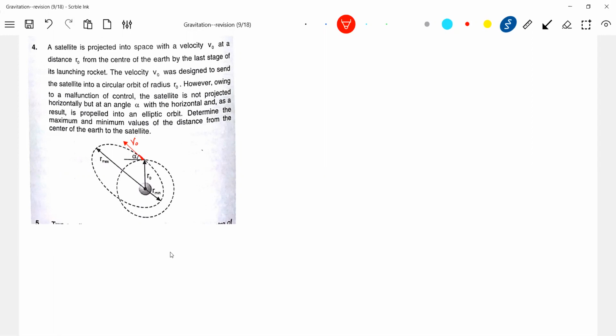It was supposed to be launched into a circular orbit, but due to some reasons, it was launched at an angle alpha. Then it will describe an elliptical orbit, and R max and R minimum are to be determined. That was the question that was asked here. So he's asking that particular R max and R minimum have to be determined.